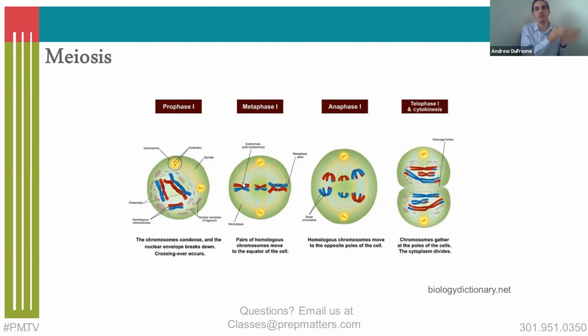So sister chromatids are the 2 copies of that chromosome, the replication. And then homologous chromosomes are chromosome 1 for mom, chromosome 1 for dad. Another word you may see is tetrad. Both pairs are together, and then we have 4, so tetrad.